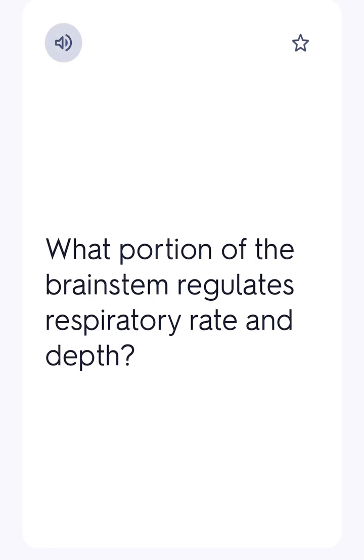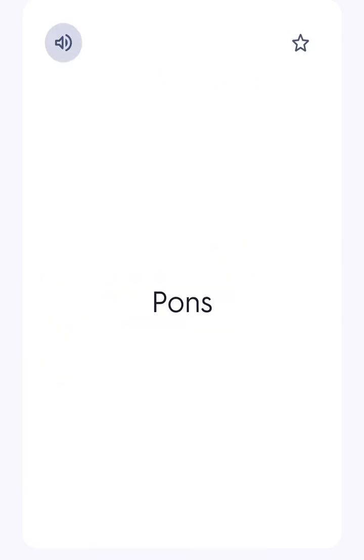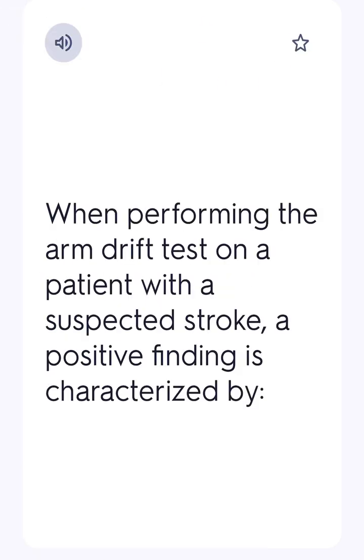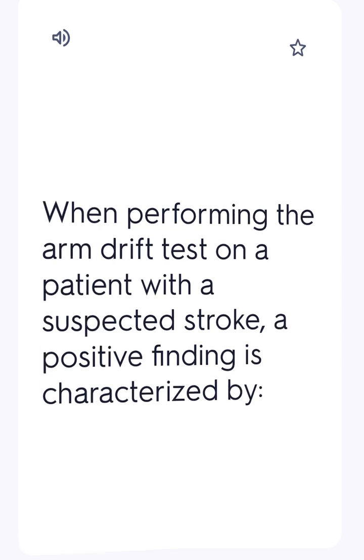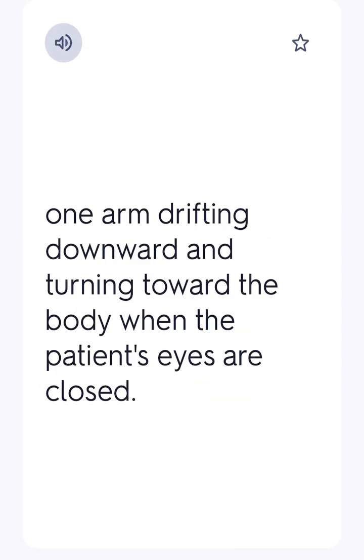What portion of the brainstem regulates respiratory rate and depth? Pons. When performing the arm drift test on a patient with a suspected stroke, a positive finding is characterized by one arm drifting downward and turning toward the body when the patient's eyes are closed.